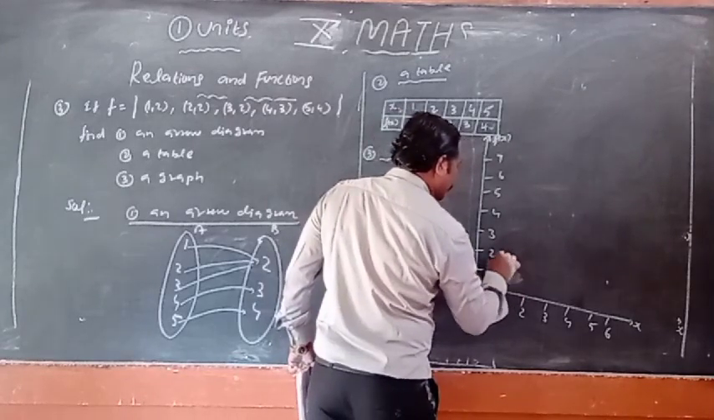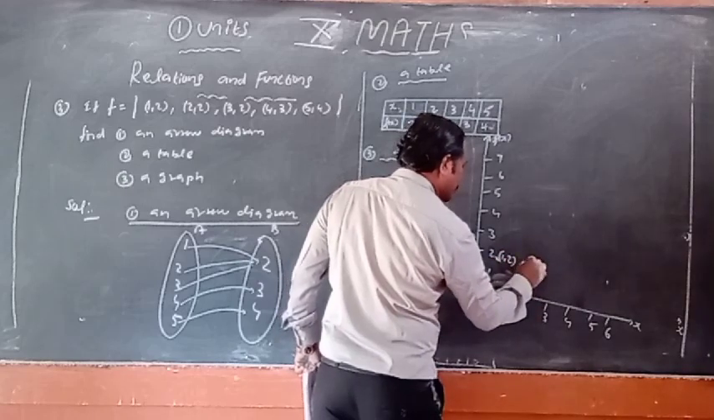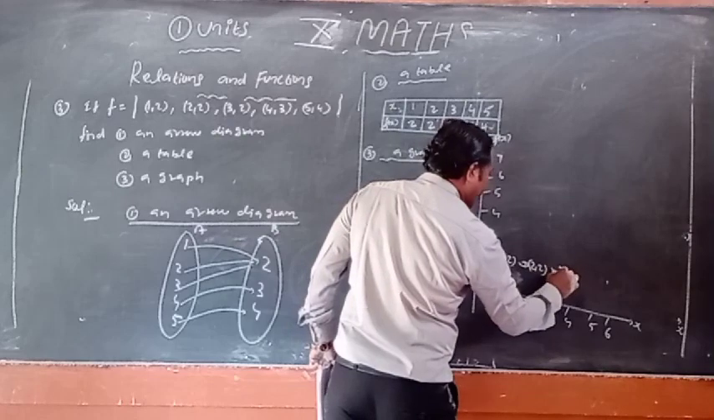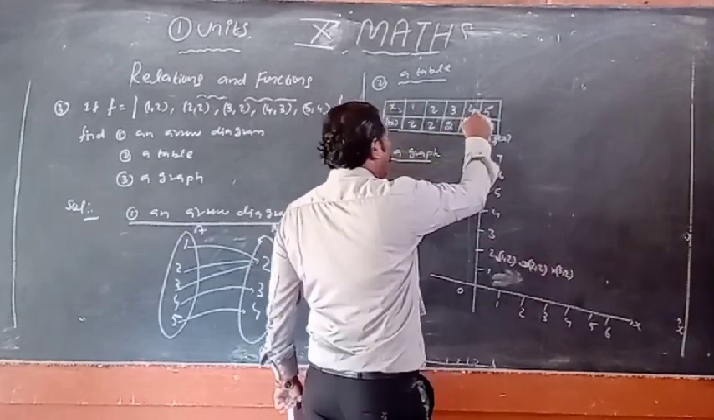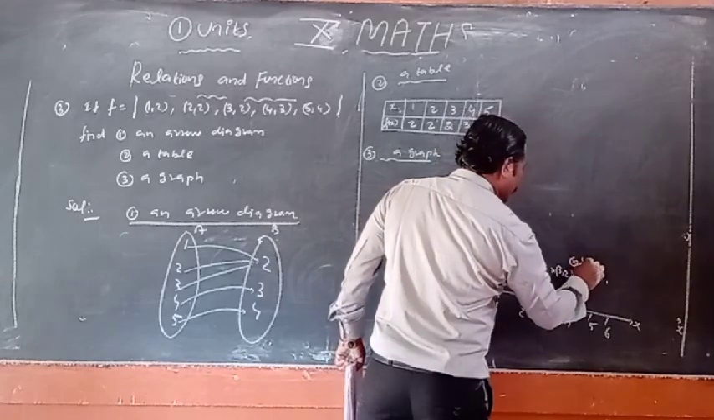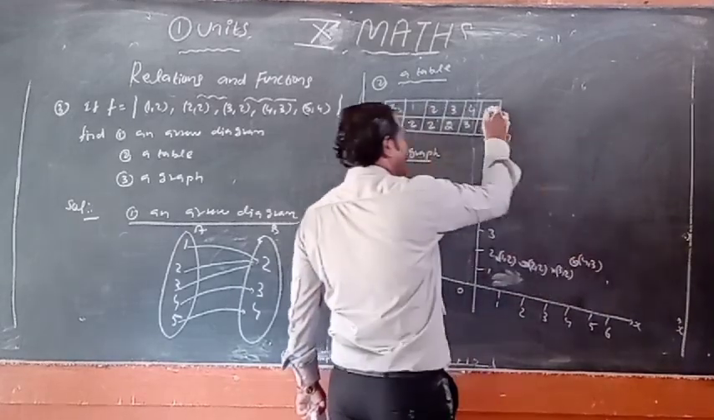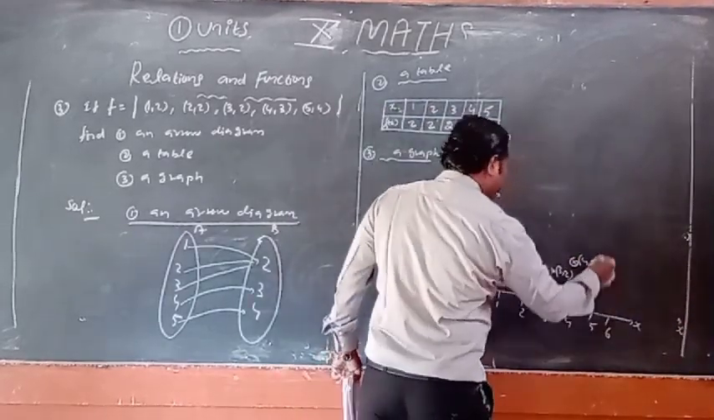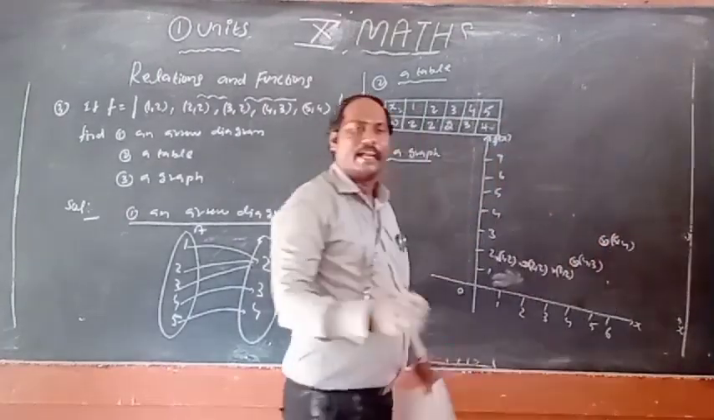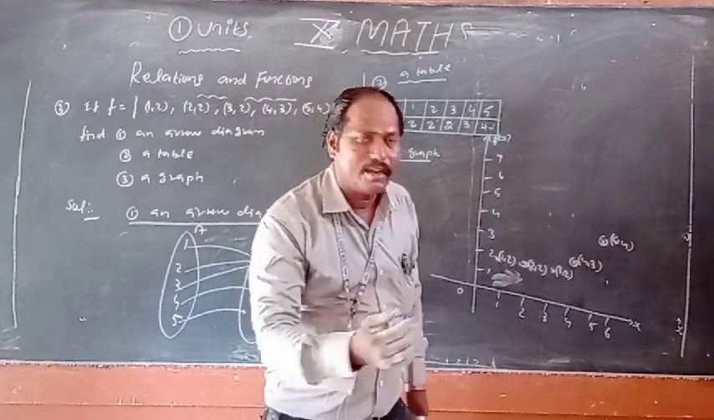So 1 comma 2. 2 means again 2, so 2 comma 2. 3 means again 3 comma 2. 4 means what is the value? 3. So 4 comma 3. Now let us take 5 means 4. 5 comma 4. Yes, any doubt? Anybody check?